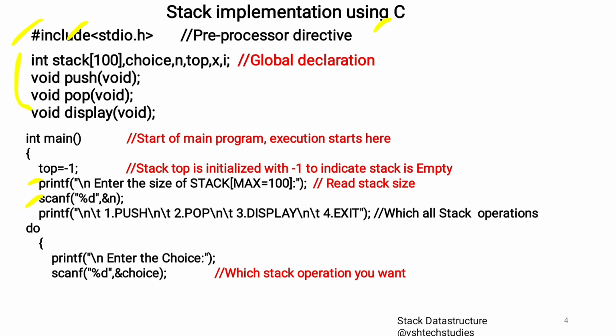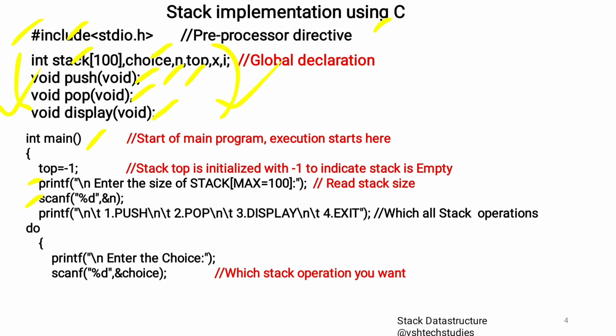Next, these are the global declarations. The variables are choice, n, top, and stack, an array of maximum size 100. Then these are the functions: push, pop, display. All these are made global, which means they are accessible from any part of the program.